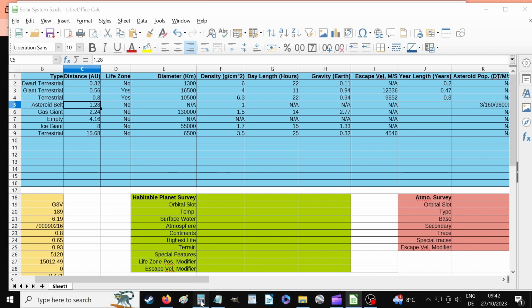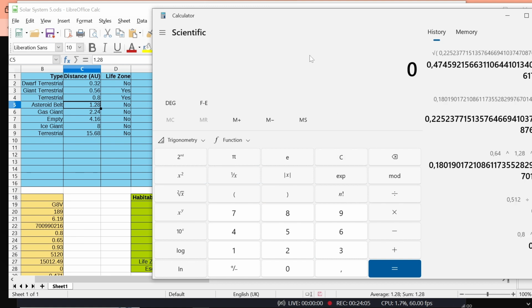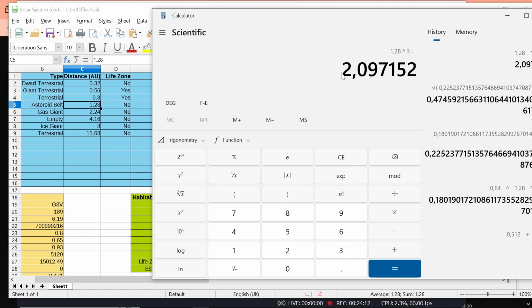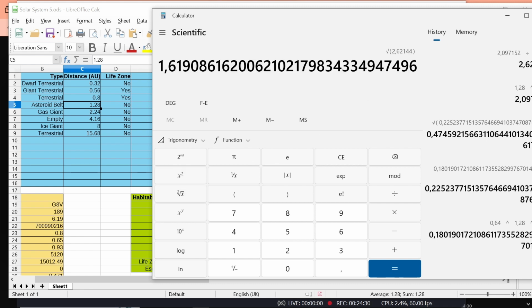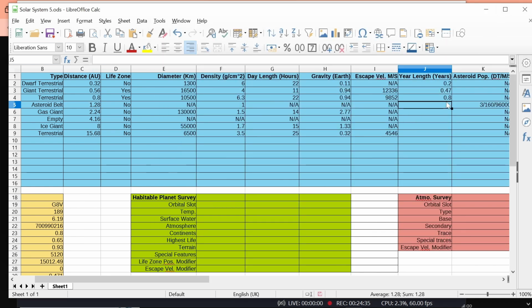1.28. 1.28 to the power of 3. That equals this number. Then we divide that by 0.8, the mass of the sun in relation to our sun, which gives us this number, and then we take the square root of that. Much better, 1.61. I'll just write in 1.6.